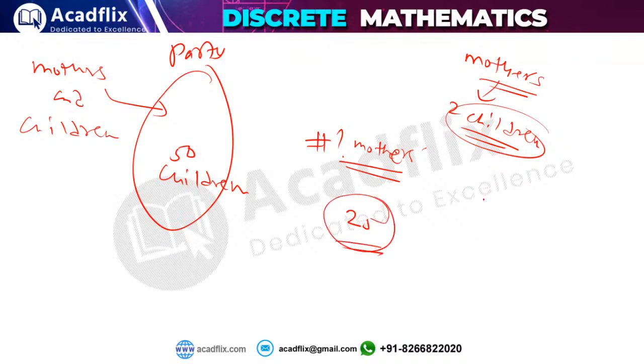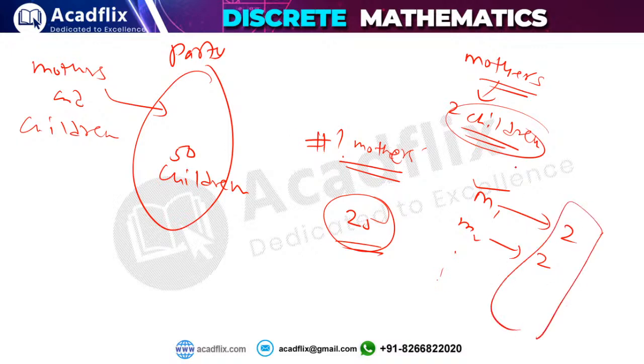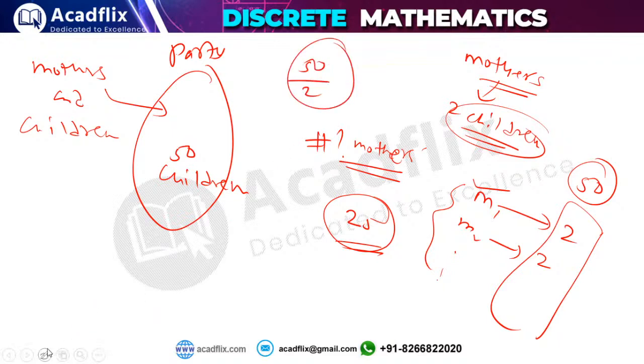Why? See, each mother has two children. Like mother 1 has two children, mother 2 has two children, and so on. So total how many children are there? Total 50 children are there. So how many mothers will be there? There will be 25, because 50 divided by 2. So there will be 25 mothers.